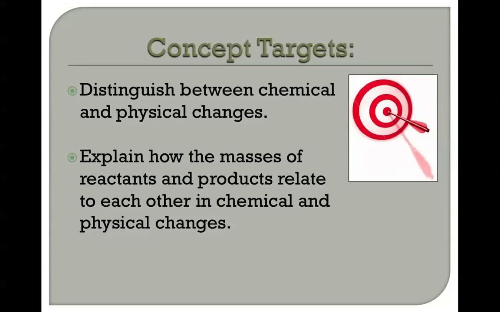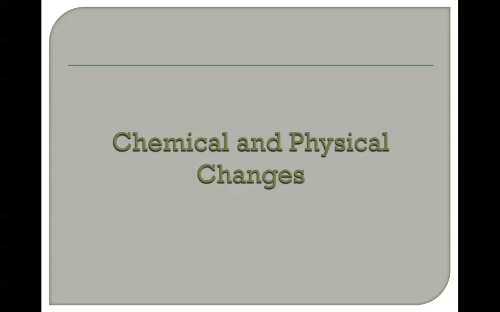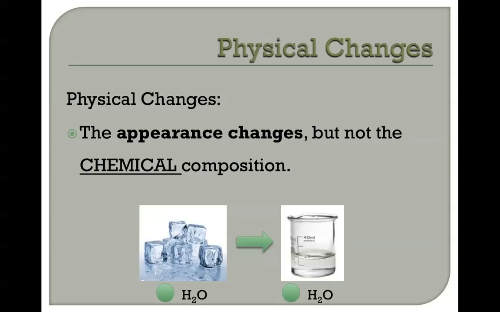So by the end of this video and the lesson in class, you should be able to distinguish between chemical and physical changes. You should also be able to explain how the masses of reactants and products relate to each other in various chemical and physical changes. Alright, so let's first look at changes.